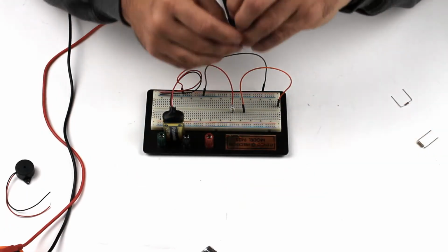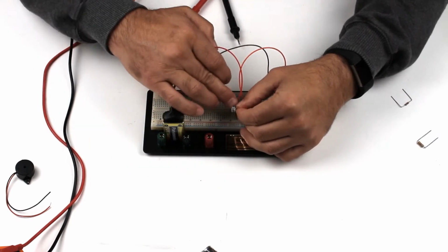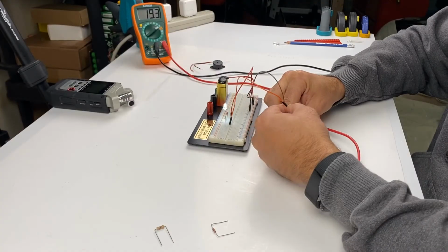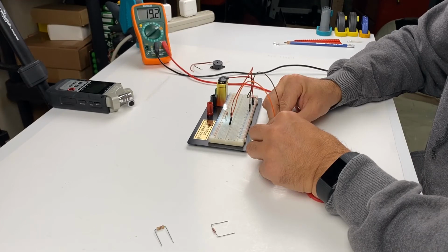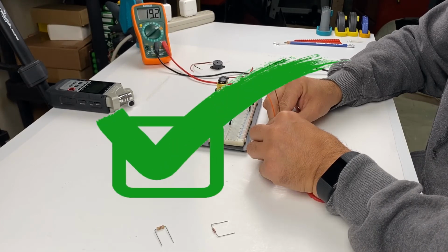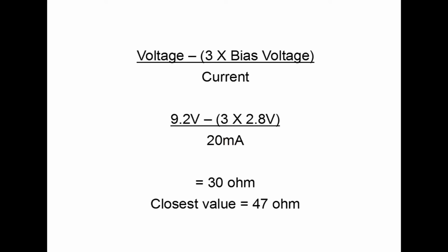Replacing the 470 ohm resistor with a 330 ohm resistor and rechecking the circuit current, we see that we are much closer to the calculated value. For the clapperboard, there are 3 LEDs in series, and we'll have to take all 3 bias voltages into account to calculate the current limiting resistor correctly.